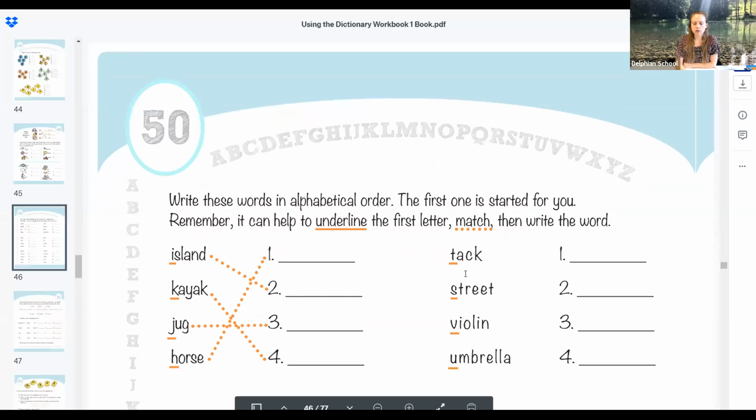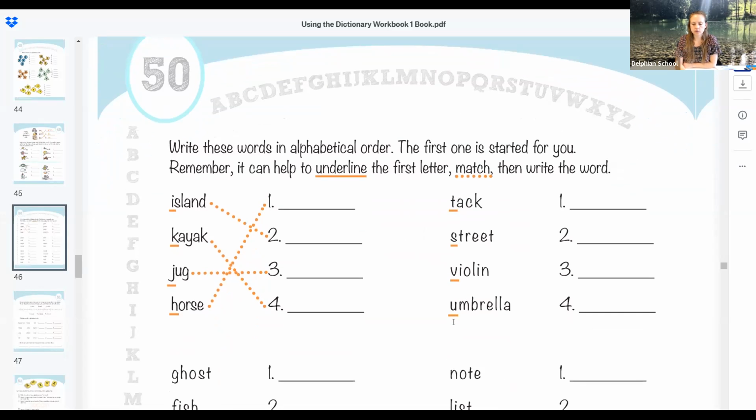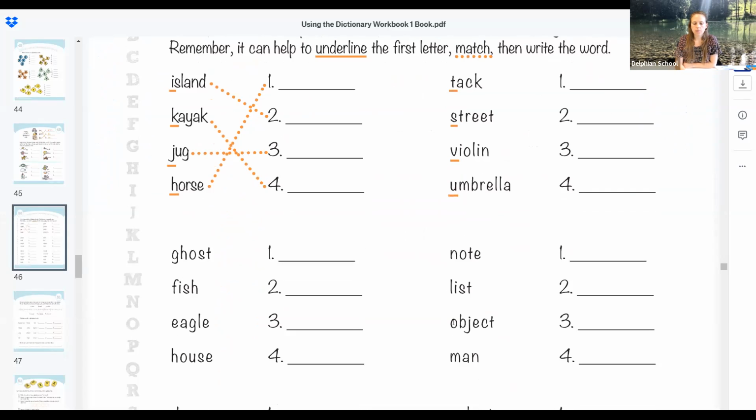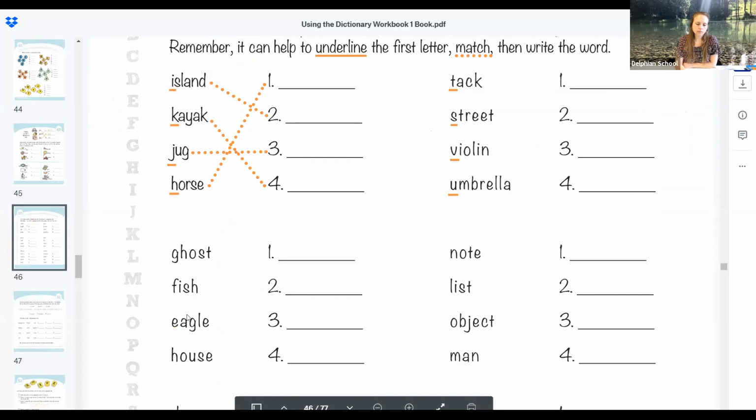We have tack, street, violin, umbrella. Okay, so how do we figure out the first one? We're just going to go the first letter of the alphabet. So sometimes you can start with like M, N, L, N, M, P, O, P, Q, R, S. Okay, we got our first letter S, and then we just go through it. So then the next one is T, U, and then V. This one's really easy because they're all right next to each other, those letters. Okay, good. Here we have another one. Ghost, fish, eagle, and house. Good.